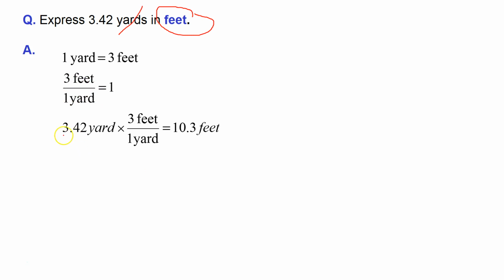So now we go ahead and use it. 3.42 yards multiplied by 3 feet per 1 yard. Again, we'll see that yards will cancel out, leaving us with feet. You always want to do the cancelling and circling of the units that are left, and that should give you exactly what you want. There we go.